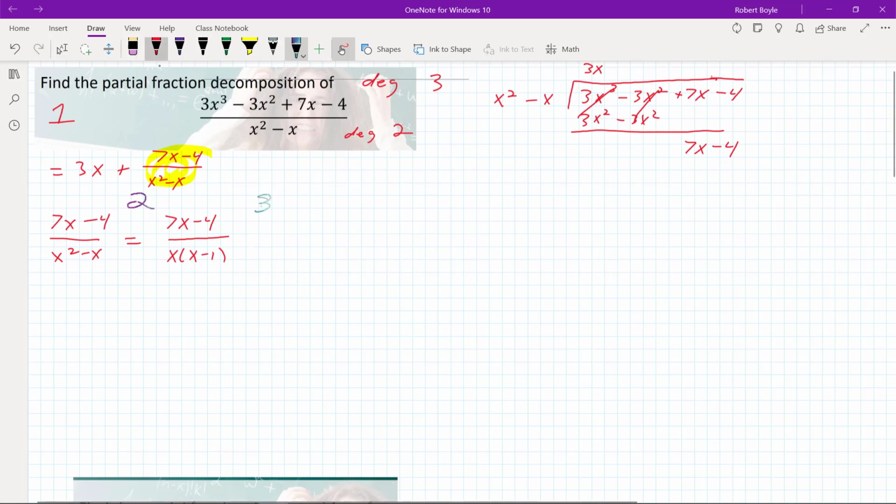Okay, so this is going to be equal to some constant, I'm going to call it a, divided by the first linear factor, which is x, plus some other constant b, divided by the second linear factor, which is x minus 1. Okay, that takes care of 3. As far as 4 is concerned, there are no quadratic factors, so we're left with basically trying to figure out what a and b are in step 5, and that really is the meat of the problem. So we're at step 5.